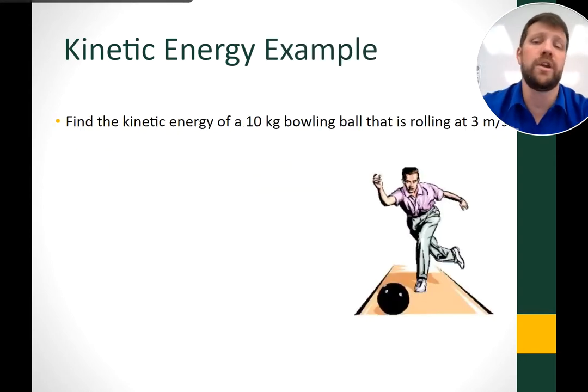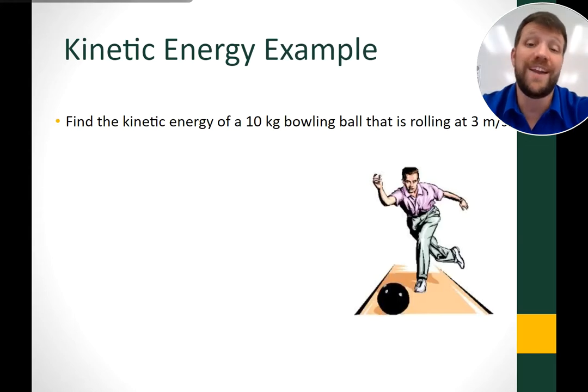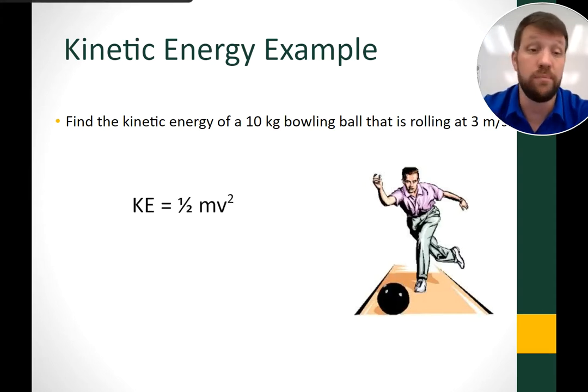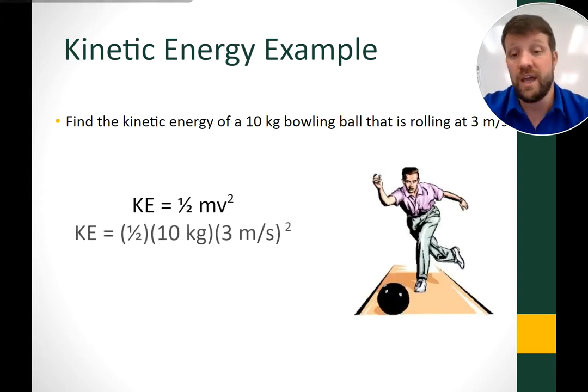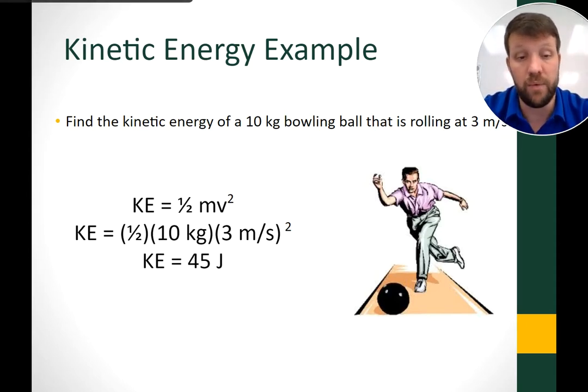A quick example here for us. You're going to find the kinetic energy of a 10-kilogram bowling ball that's rolling at 3 meters per second. We've got a mass, we've got a velocity. Pretty simply, we plug into our kinetic energy equation, and this should be pretty easy. 1/2 times 10 gives us 5. 3 squared is 9, so we should have 45 joules of kinetic energy. And that's what this bowling ball would have if this guy wasn't standing in the bowling lane and most likely going to slip and fall down.